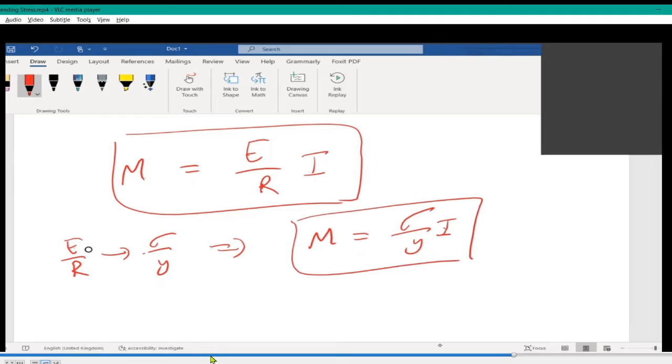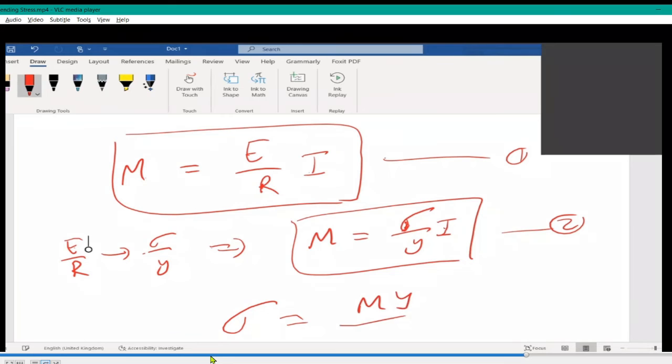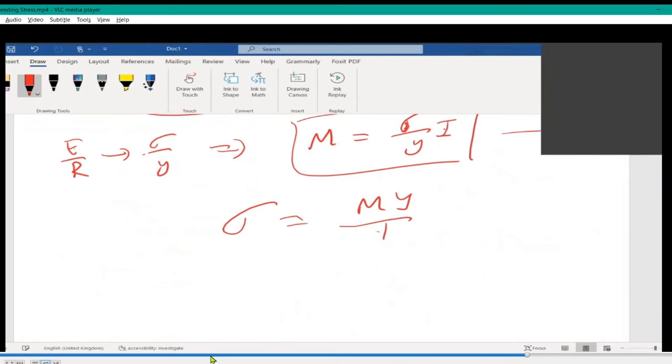We got another equation in terms of I, right? I and stress. This is what we wanted, right? Bending stress. So I got one equation, I got two equations. Just we can assemble all of them together. I wrote in terms of modulus of elasticity, another one in terms of shear stress. So we end up with stress is equal to M y over I. That is our ultimate value that we have to determine.